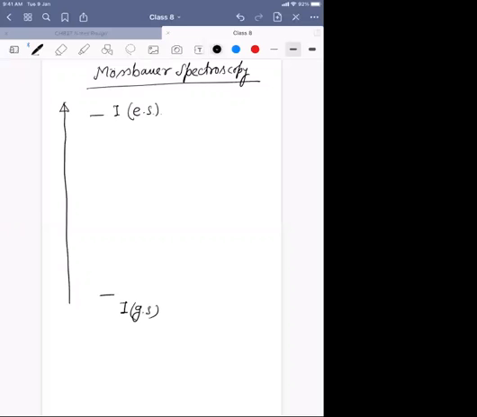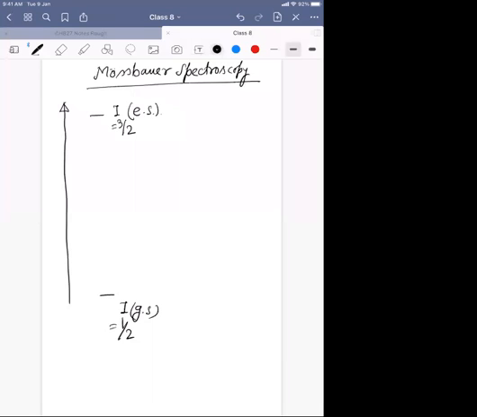I was using I equal to half, keeping iron 57 in mind because that is the most common system we are using, but it can be any particular combination. Over there, this I equal to half is the ground state, and I equal to 3/2 is the excited state. That is for the nuclear state, the nuclear combination of the protons and neutrons.